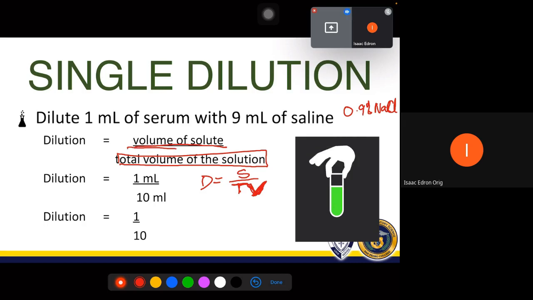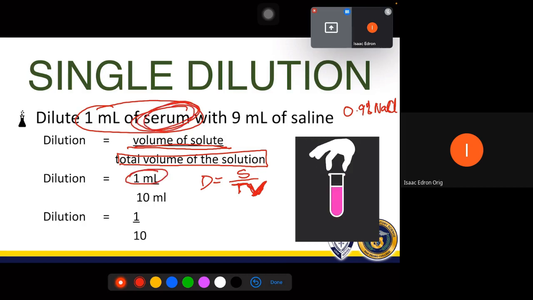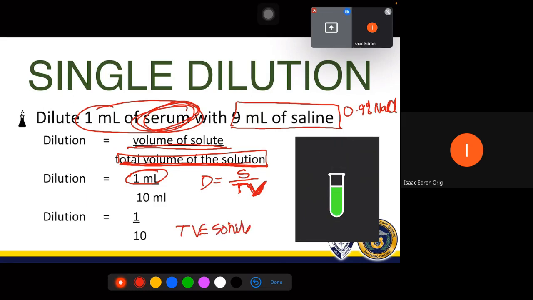So what is the volume of the solute? Di ba? 1 milliliter of serum. Kasi ang gusto nating i-dilute is yung serum. So lagay mo dito 1 milliliter. Tapos 9 milliliters of saline ang ating diluent. Pero hindi iyan ang ating total volume of the solution. Kasi di ba the total volume of the solution is actually solute plus solvent. Or diluent, yung diluent and solvent, the same lang yan sila. So, 1 milliliter plus 9 milliliters equals 10 ml. Kaya ang nakalagay dyan is 10 ml.